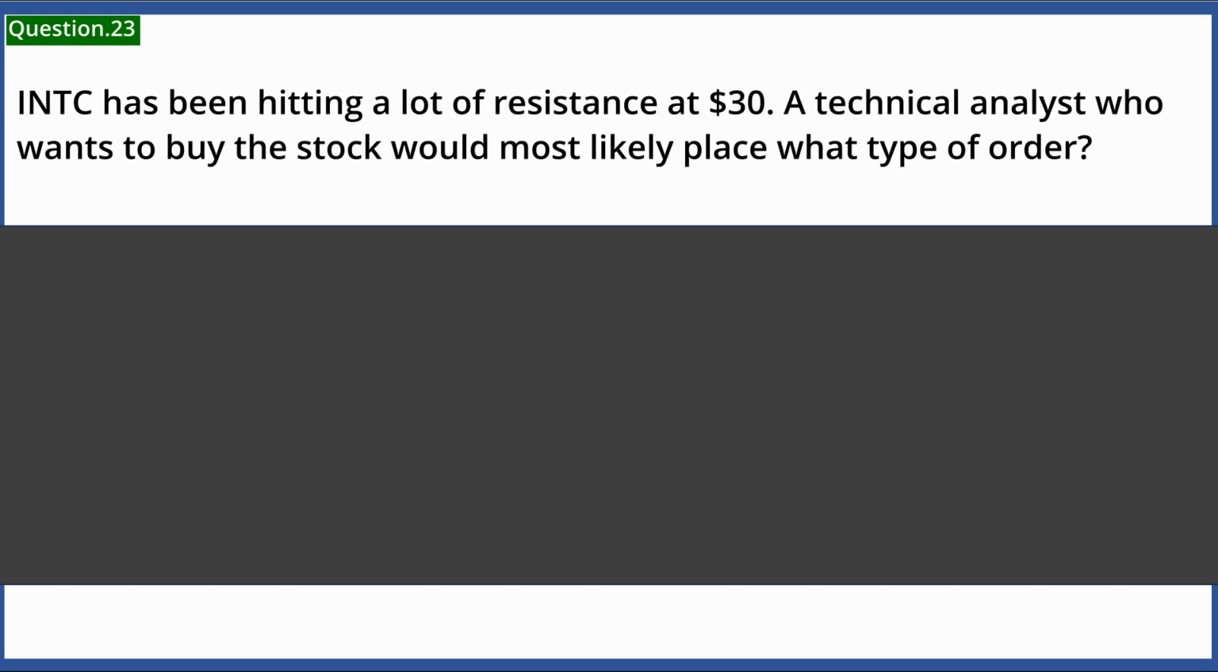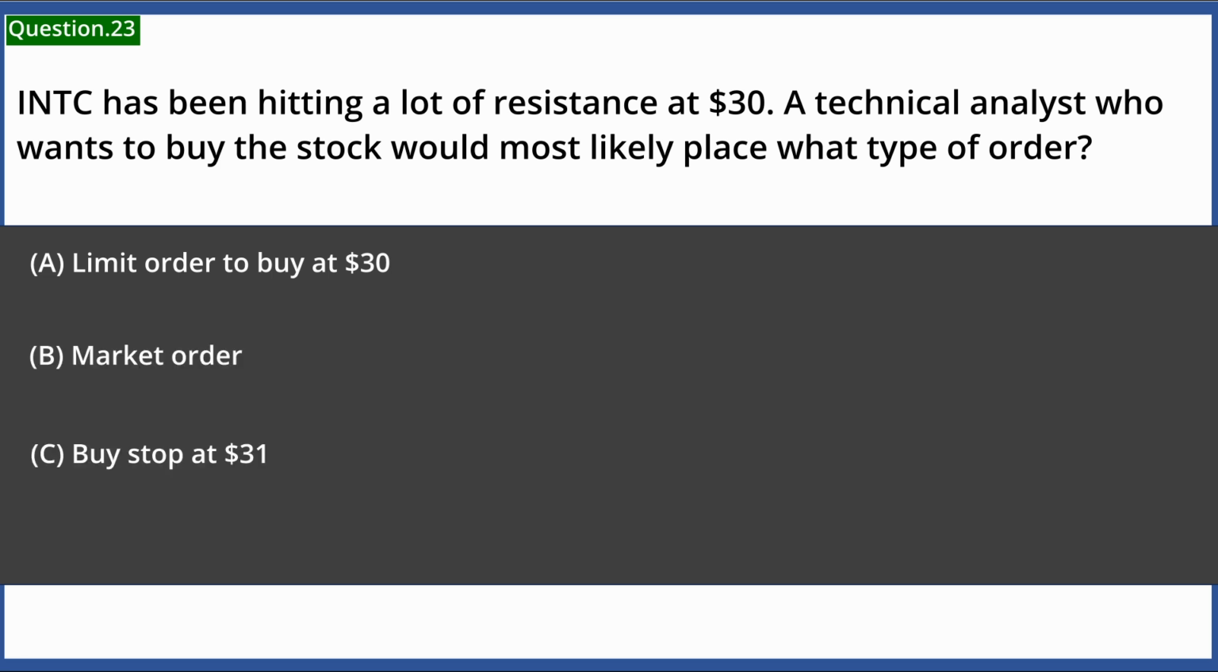INTC has been hitting a lot of resistance at $30. A technical analyst who wants to buy the stock would most likely place what type of order? A. Limit order to buy at $30. B. Market order. C. Buy stop at $31. D. Buy limit at $29. Answer C. Buy stop at $31.